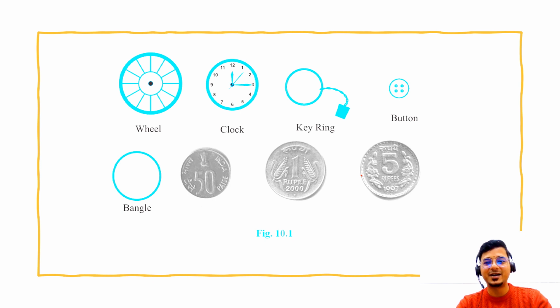Imagine that your car has square wheels. How fantastic that ride would be. That will be a very bumpy ride, isn't it? So you have come across many objects in your day-to-day life that are round in shape, like the chapati you eat to get energy, the wheel of your car, the dial of a clock, a keyring, the button of a shirt, a bangle, and the coin you need to buy toffees. All these objects are circular in shape.